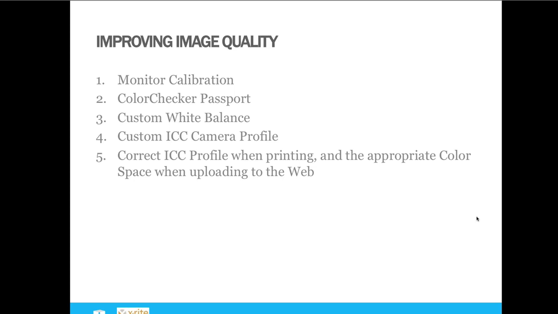That's 1, 2, and 3. Number 4 is the custom ICC profile. So as I said before, if I'm shooting in a controlled lighting situation, I do a little bit of architectural photography, and then I create a custom camera profile with the Passport's software.